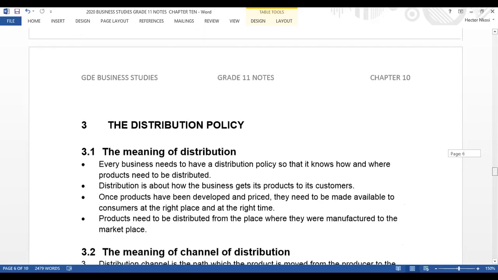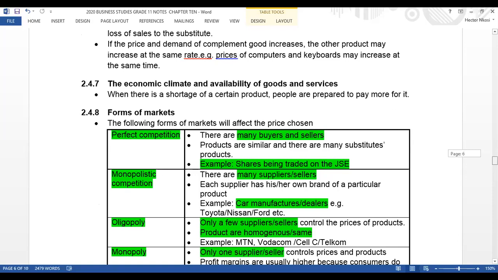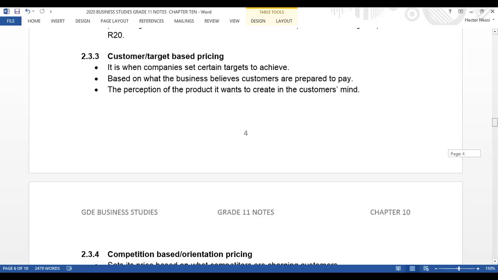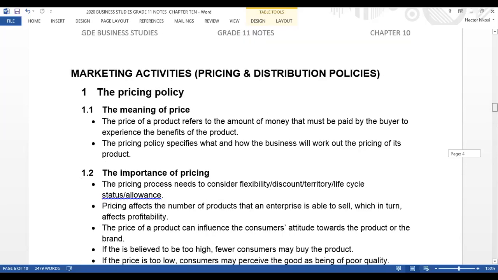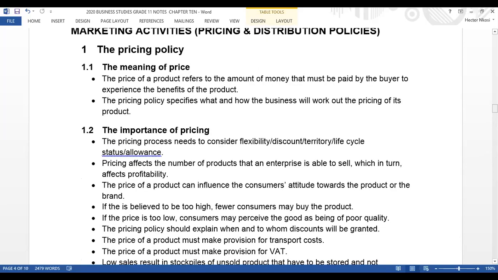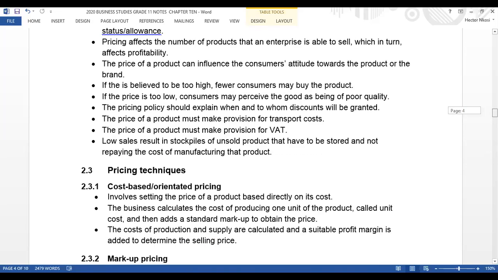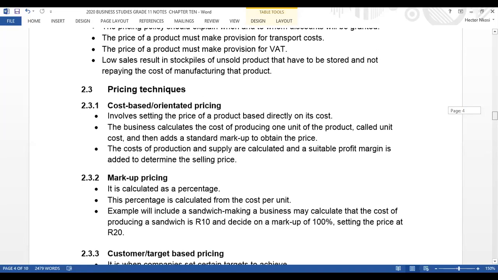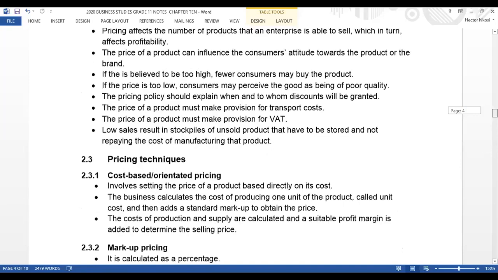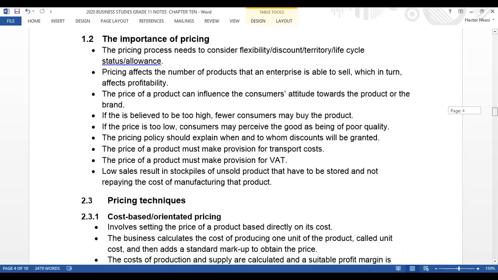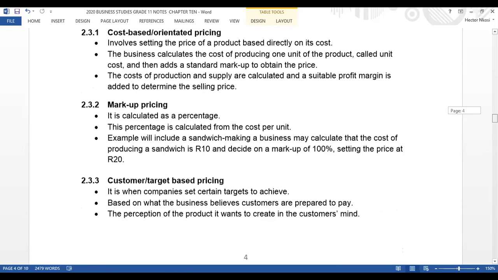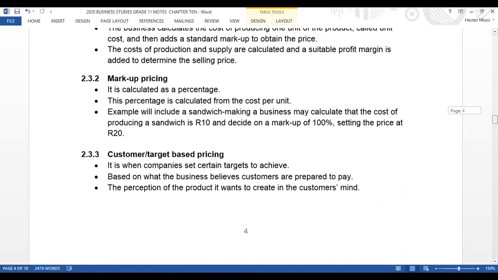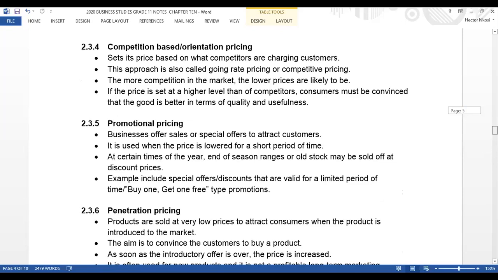Right. So now we are done when it comes to pricing. Now I'm just going to recap with you. You must know the pricing policy, the meaning of price, the importance of pricing, and the pricing techniques. You must know all 7 of them. We spoke about cost-based pricing, markup pricing, customer pricing, competition-based or orientation pricing, promotional pricing, and penetration pricing.